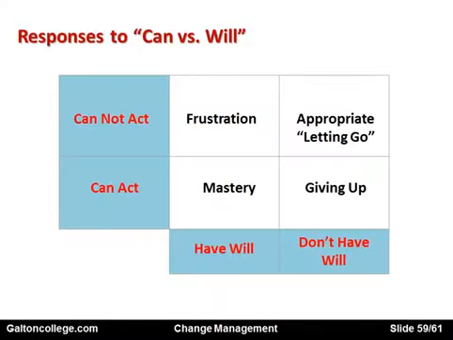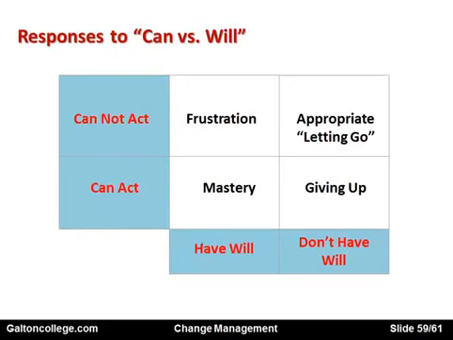This little chart sometimes crops up in the literature, and it's quite interesting. It's responses to can versus will. I'll just put the cursor on. Over here we cannot act. I cannot act, and I don't have the will. I don't have the interest. So I don't have the interest to act, and I cannot. I cannot, and I don't want to. Appropriate. Letting go. Just let go. Finish it. Forget it.